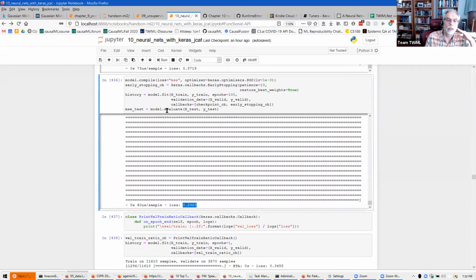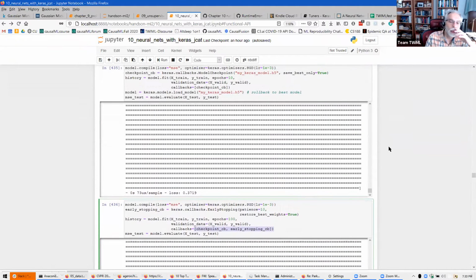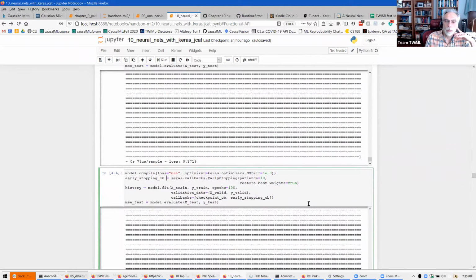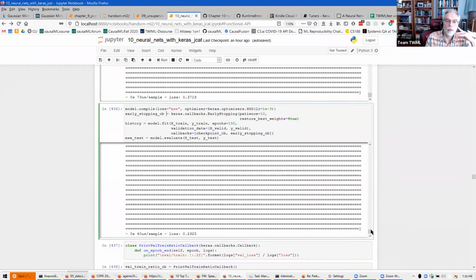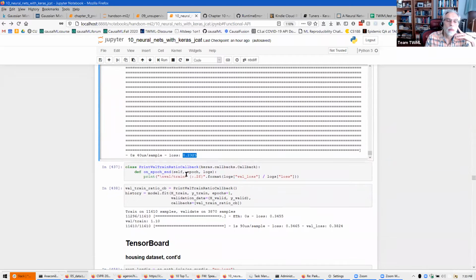So it turns out that using both of these callbacks together, probably in particular the early stopping callback, which we hadn't used before, is probably the one that made the difference. So we got the loss down.